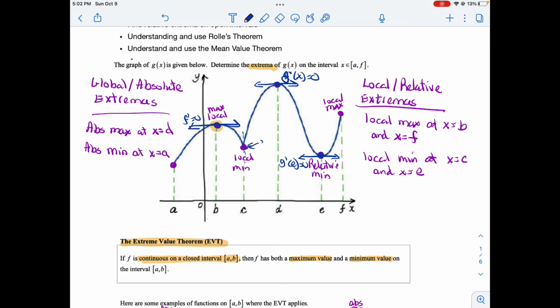Now here at x equals c, our derivative does not exist because we have a sharp turn. So this is an example where you have a critical value and a local minimum where the derivative does not exist. So the critical numbers on this graph would be b, c, d, and e.